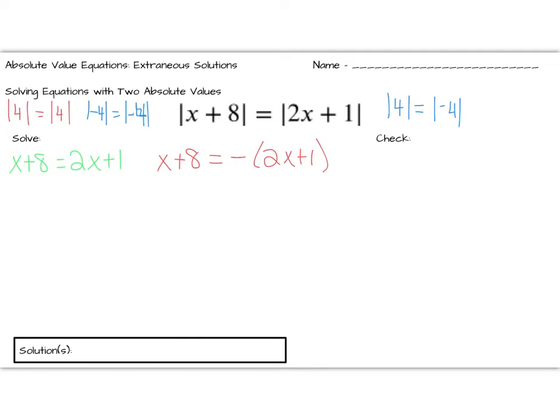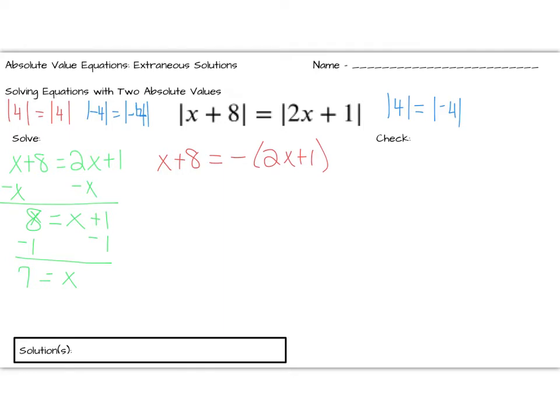Notice we have a variable on both sides. So if I have x plus 8 equals 2x plus 1, I'm going to subtract x from both sides. And I get 8 equals 2x minus x is x, plus 1. Now I'm going to subtract 1 from both sides, and I get x is 7. That's my first possible solution.